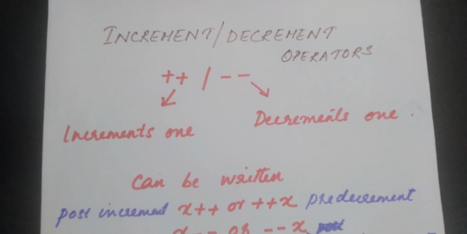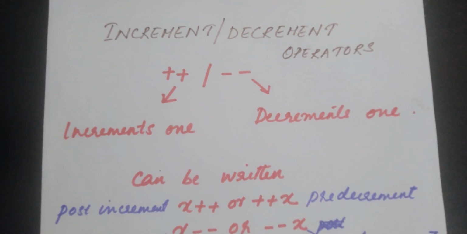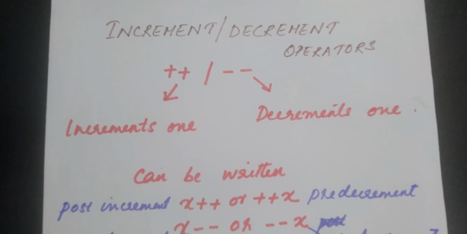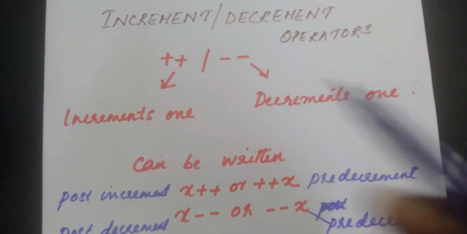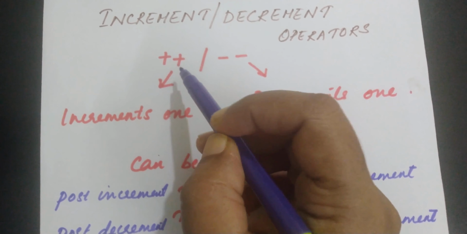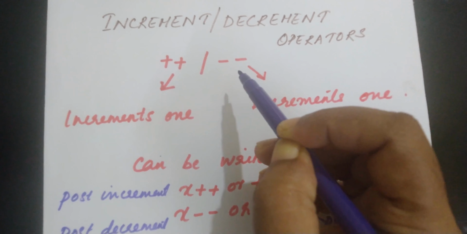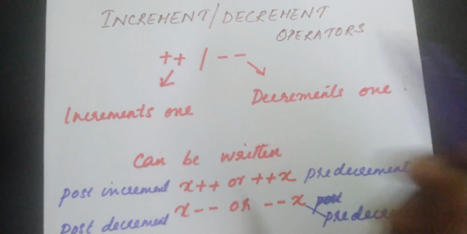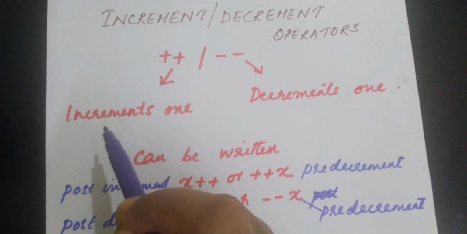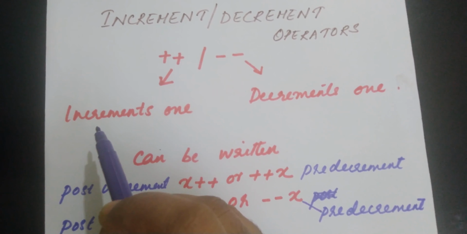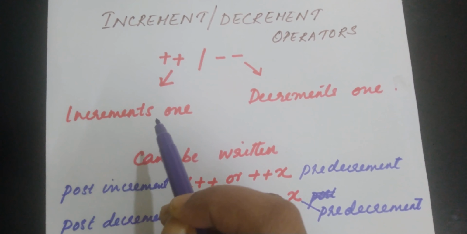Hello dear students, in this video we will be discussing increment and decrement operators in C language. The increment operator can be represented as ++ and the decrement operator can be represented as --. What is the function of the increment operator? The increment operator increments the value of the variable by 1.